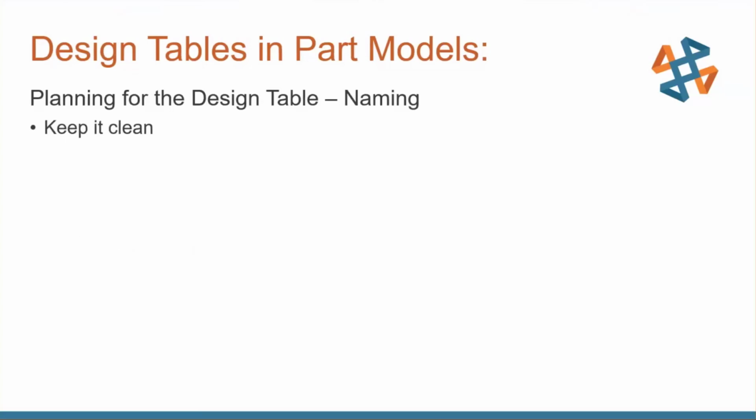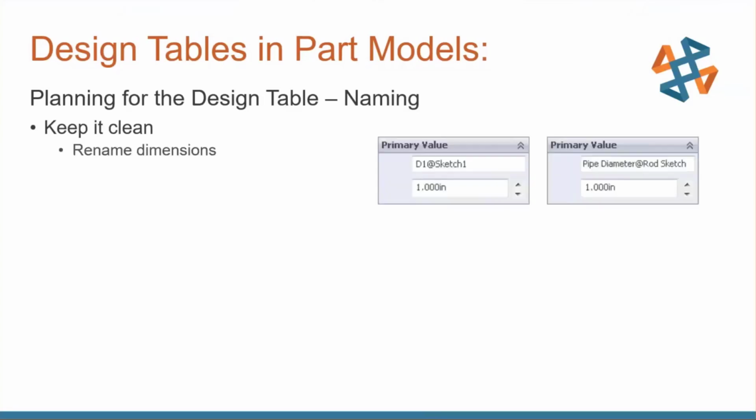So another good recommendation is naming features in your tree. I like to say keep it clean. Rename your dimensions. So instead of the dimension being named D1 at sketch 1, I've renamed it, as you can see, pipe diameter at rod sketch. And I'm not saying rename every single dimension, just the dimensions that you're going to change and work with. Same is true with your features. It makes much more sense possibly to have the feature boss extrude named rod or whatever the case is.